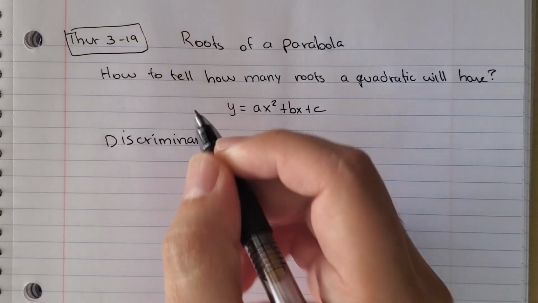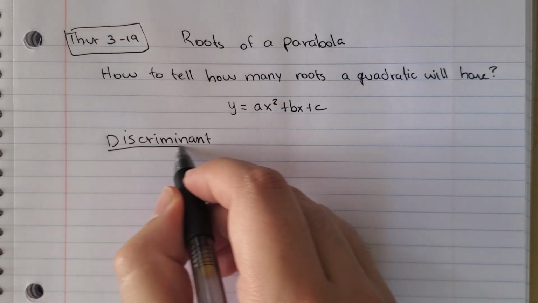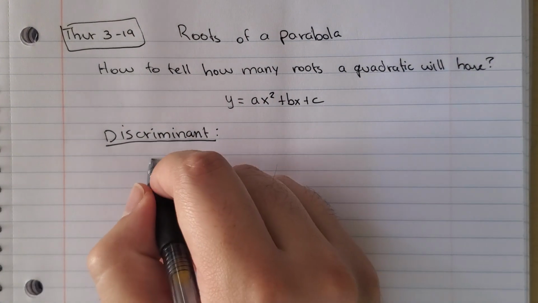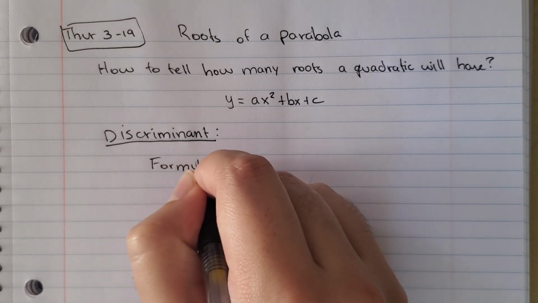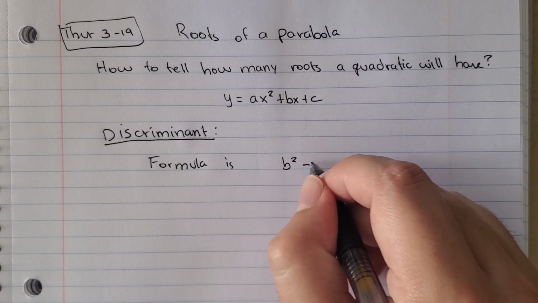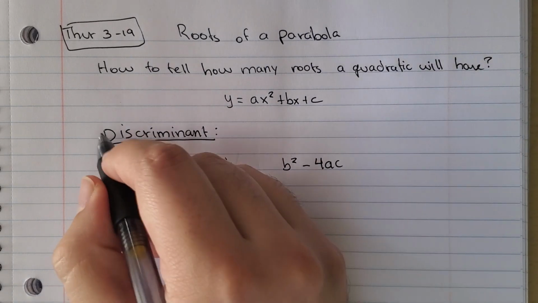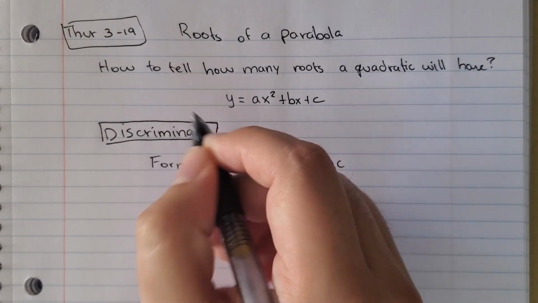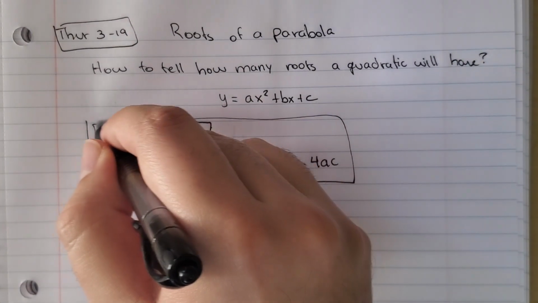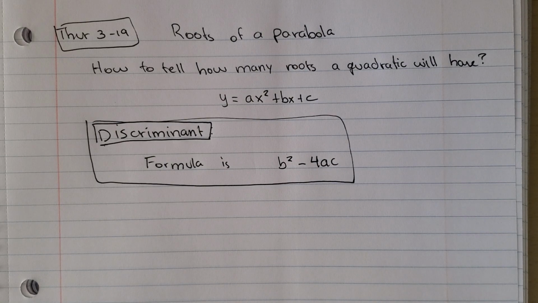Now I know what you're thinking, it's not what you think. This is talking about a mathematical discriminant. It has a formula. And here's what it is. So the formula is b squared minus 4ac. So the discriminant is right here. And here's the formula. So this is the big thing for today. Formula is b squared minus 4ac. That's the discriminant, okay?